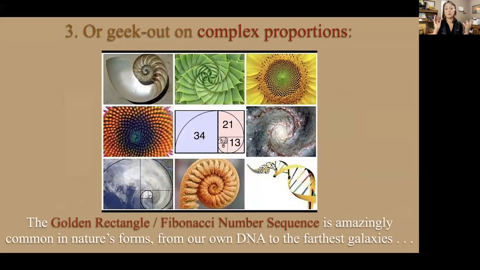So this Fibonacci number sequence, the golden rectangle, the spiral, is in so many of nature's forms, from our own DNA to hurricanes to the way galaxies form. It's super amazing. Again, it's within our lives, it's within nature. It is something that we are drawn to, these proportions, these amazing mathematical rules.